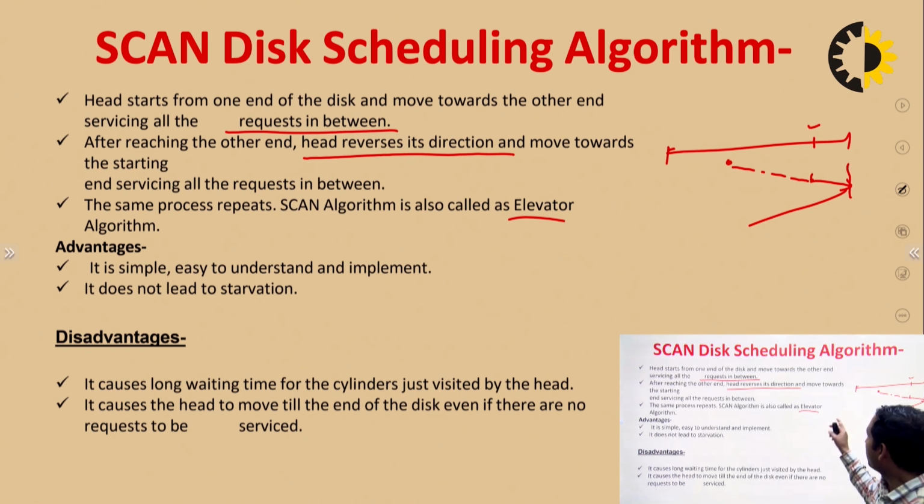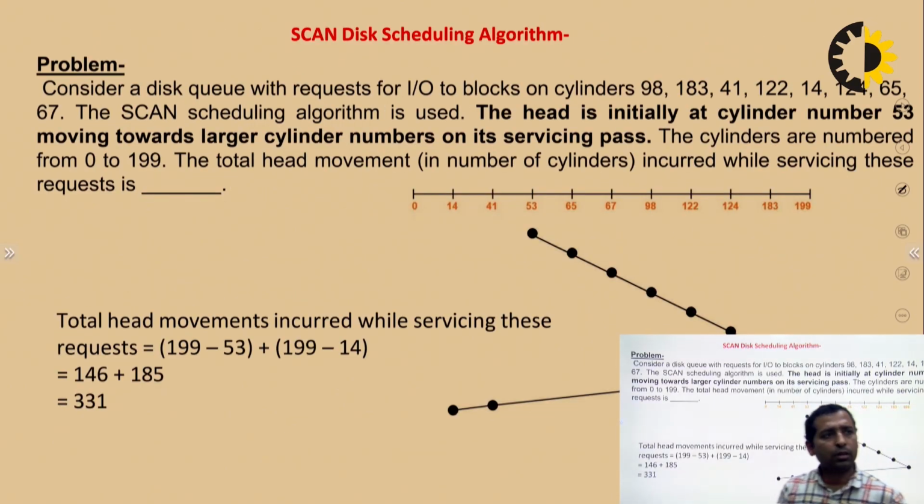If our request comes just behind the head, and the head is moving in one direction serving the next requests, then a new request arriving at this point will not be served, because the head is moving in that particular direction. This is the simple disadvantage of this one.